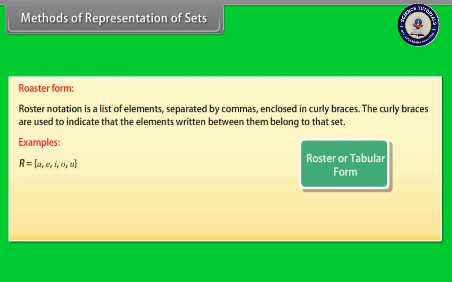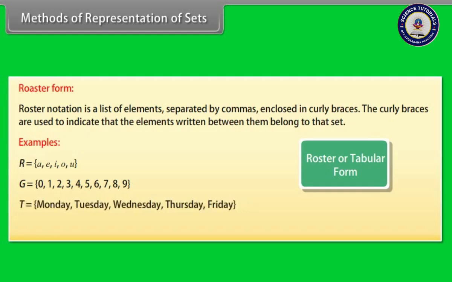R = {a, e, i, o, u}. G = {0, 1, 2, 3, 4, 5, 6, 7, 8, 9}. T = {Monday, Tuesday, Wednesday, Thursday, Friday}.